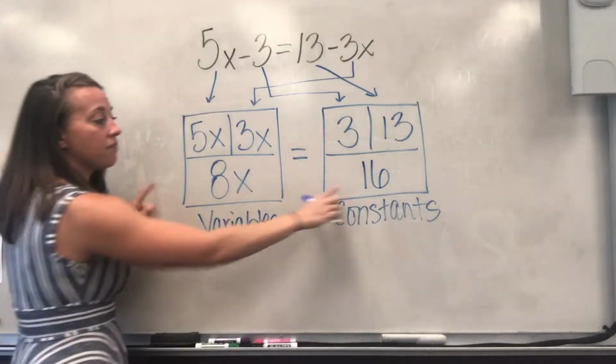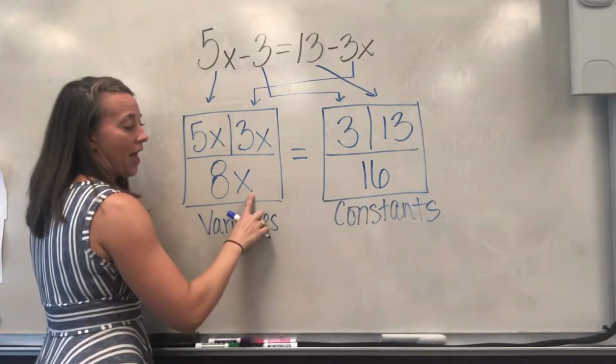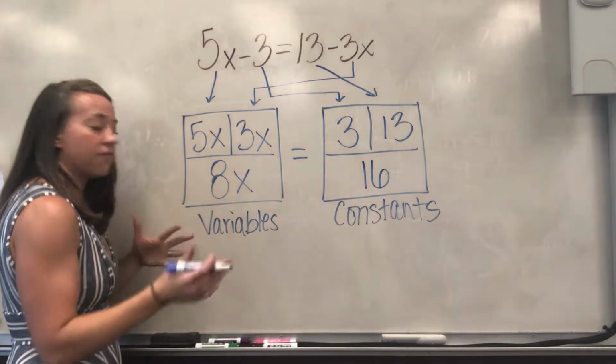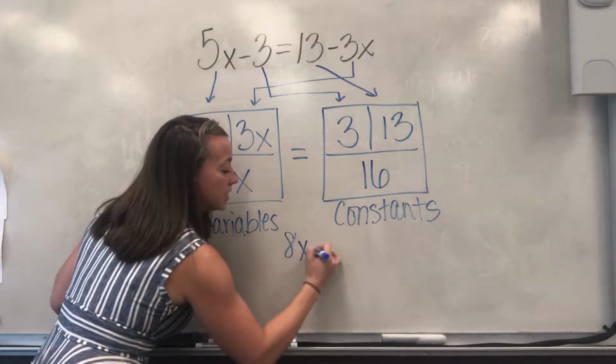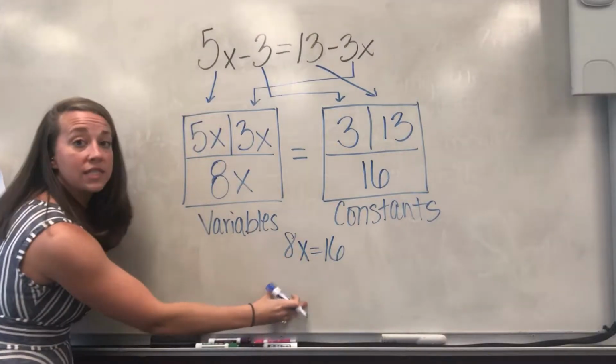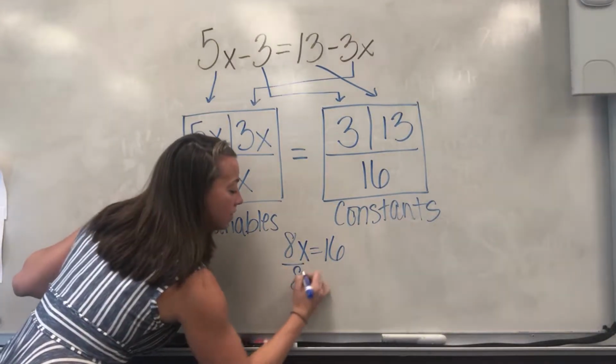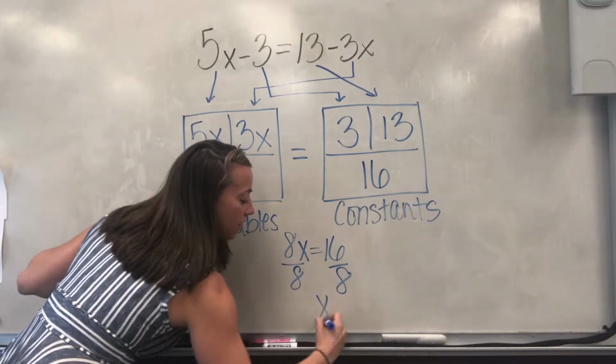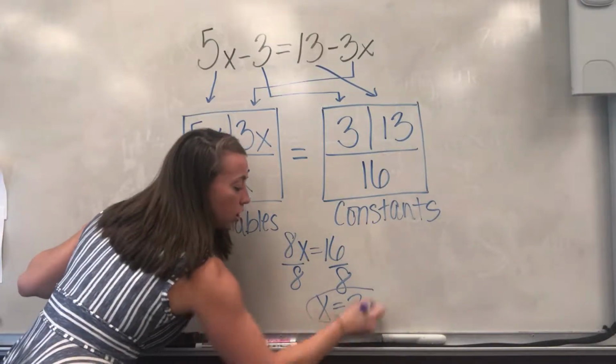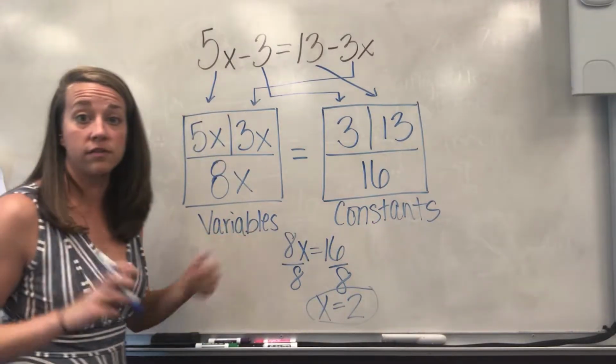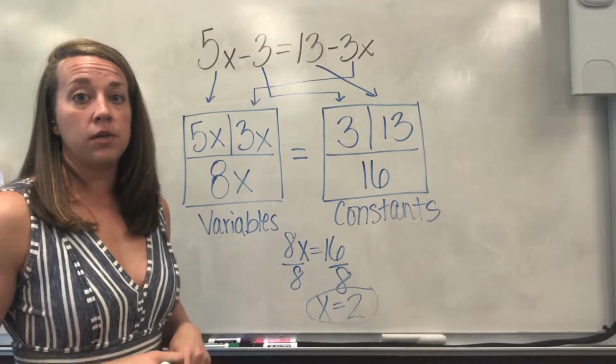Okay, so now I have this equation straight across here. 8x equals 16. If I want to rewrite it, I can, but I'm down all the way now to a one-step equation where I can divide out the 8 and I get that x equals 2, just like I did before, the other way that we solved.